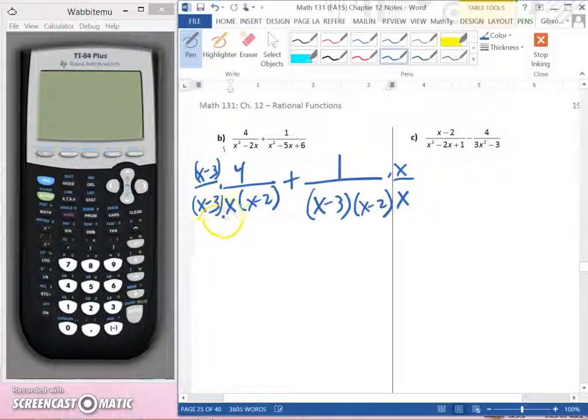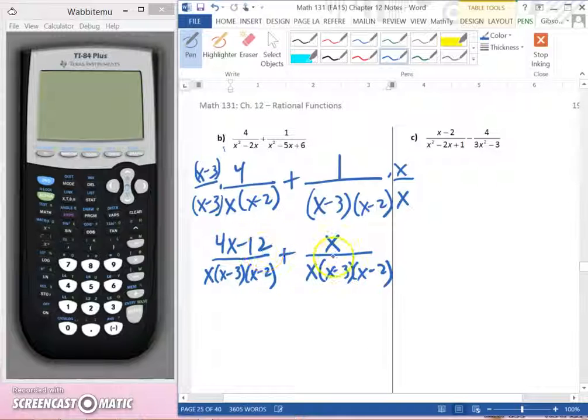So in our numerator, let's multiply. So we have 4x minus 12, and then plus this numerator over here would be x. Now our denominator would be x times x minus 3 times x minus 2. And that is for both. Now we combine like terms here. So we will end up adding 4x plus x is 5x. And we have minus 12.